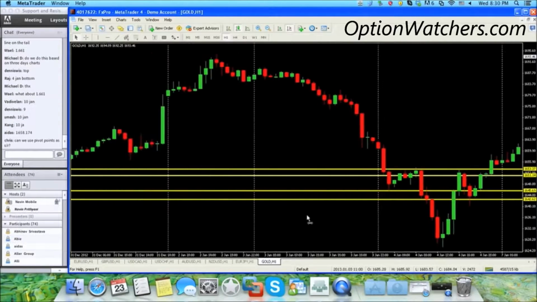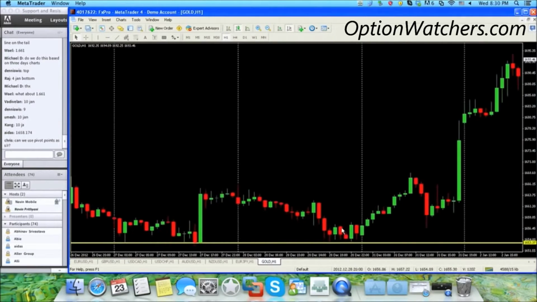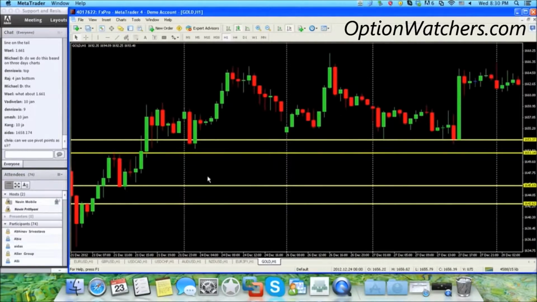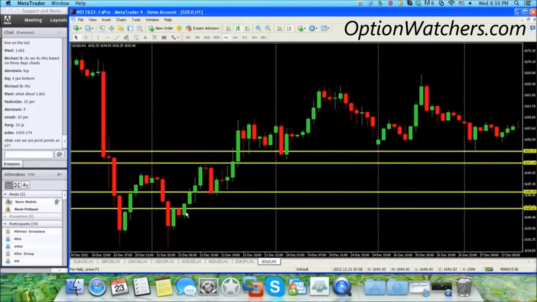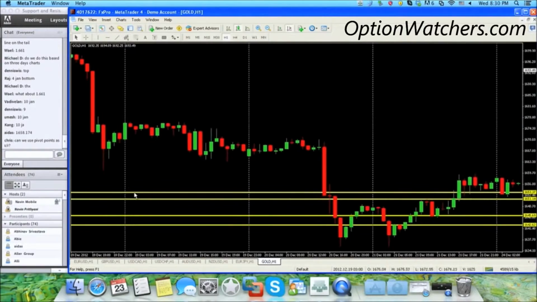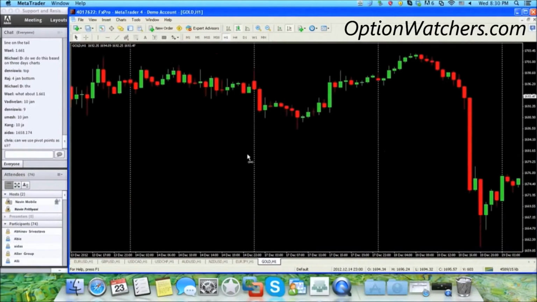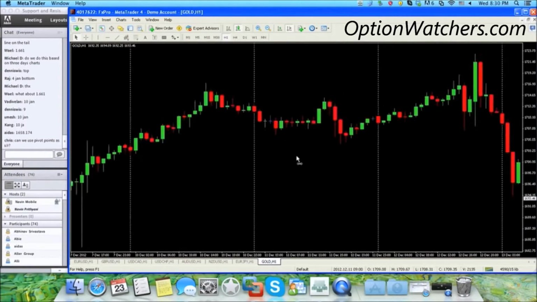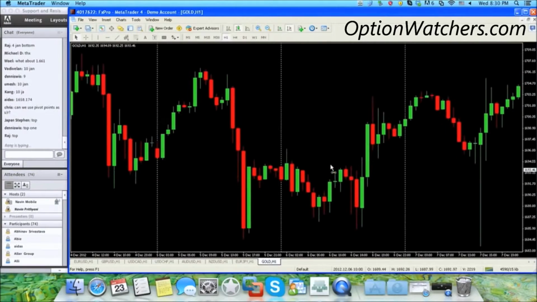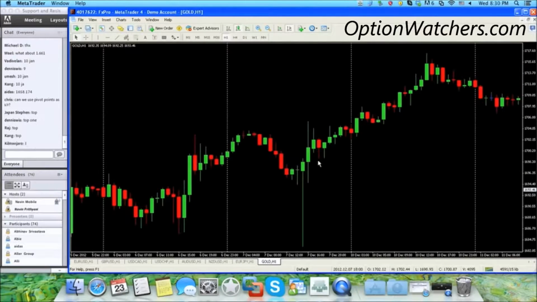Big candle breaks. Okay, let's check the bottom one. Okay, yes, it holds here. A little bit of whipsaw here. Take a look. Which one do you like so far? Okay, top one. The top one seems to have a little bit more sense.